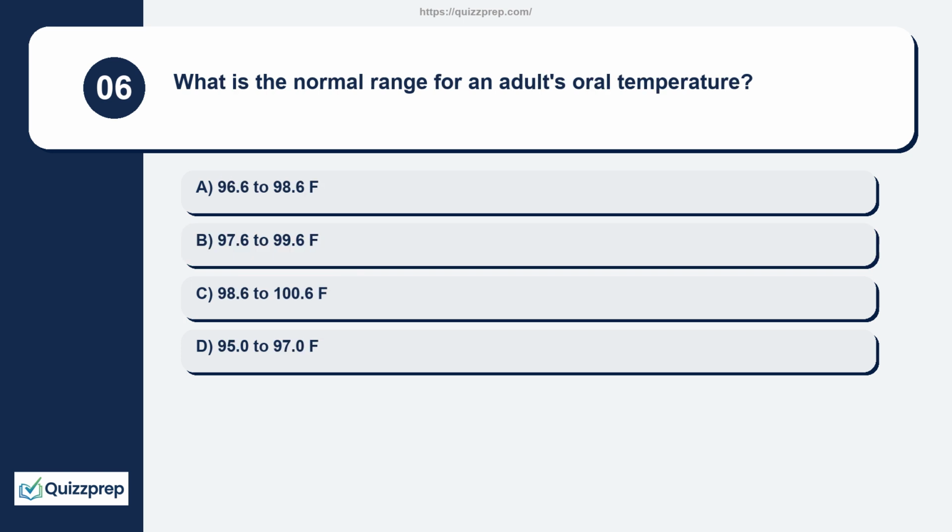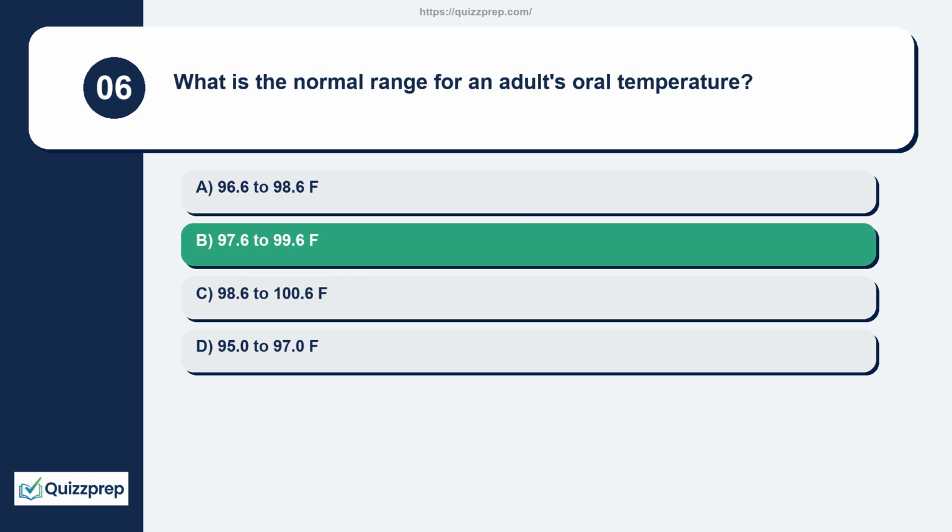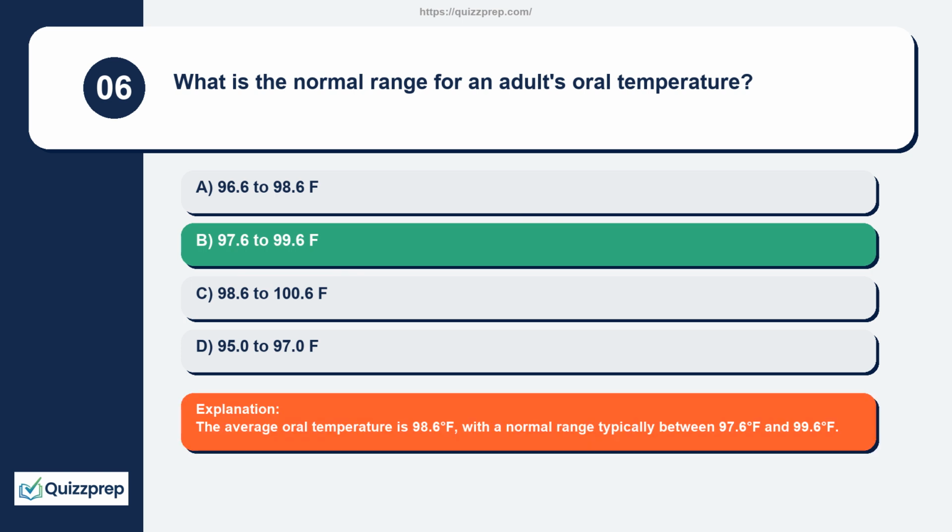Question 6. What is the normal range for an adult's oral temperature? 96.6 to 98.6 F, 97.6 to 99.6 F, 98.6 to 100.6 F, 95.0 to 97.0 F. The average oral temperature is 98.6 degrees Fahrenheit, with a normal range typically between 97.6 degrees Fahrenheit and 99.6 degrees Fahrenheit.